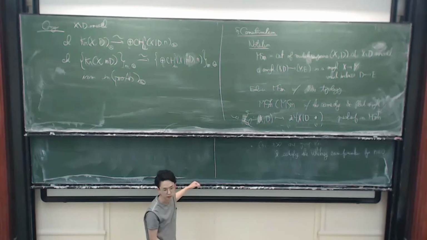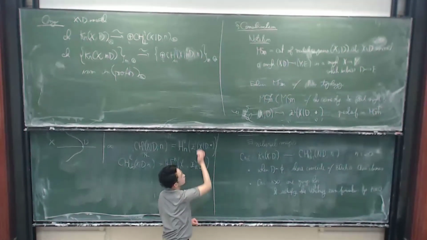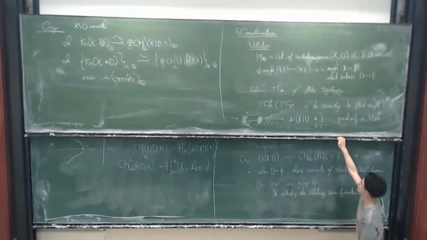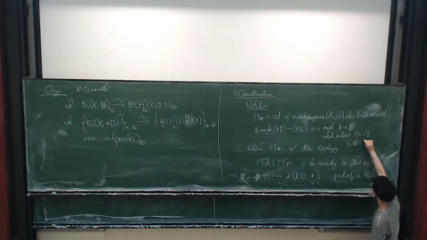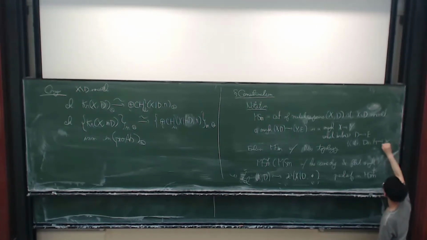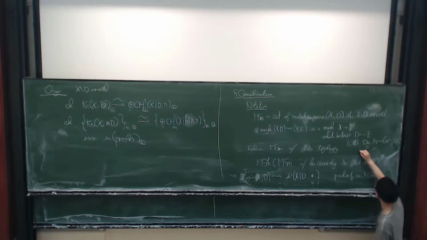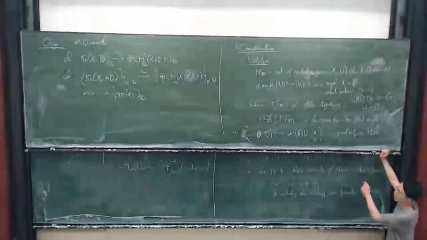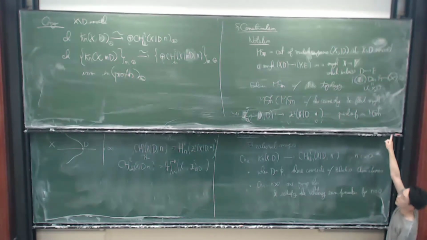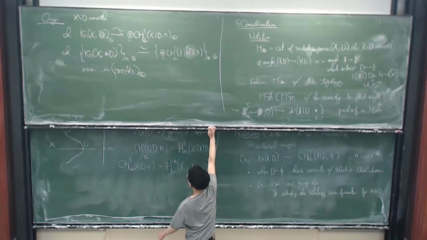A covering is U_i, D_Ui over X_D, such that U_i is a Nisnevich covering and D_Ui is the pullback of D. This is a Nisnevich cover, and the divisor is like this, so it is just the Nisnevich topology on the base scheme X.